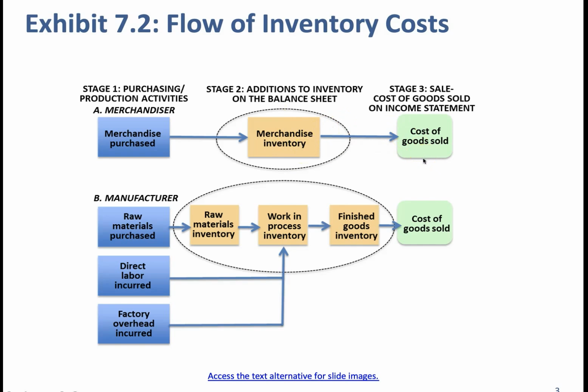The same thing happens for manufacturing companies as well. The manufacturing companies would have raw materials, work in process, and finished goods. Once they are produced and ready for sale, they would be sold and flow to the income statement.